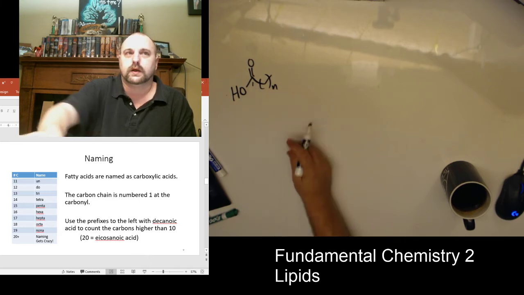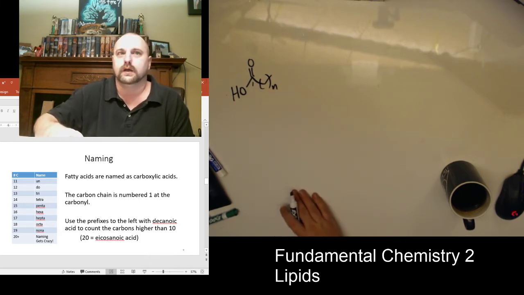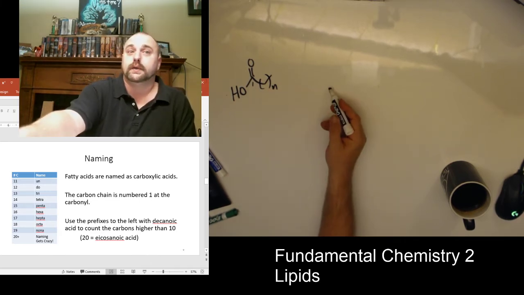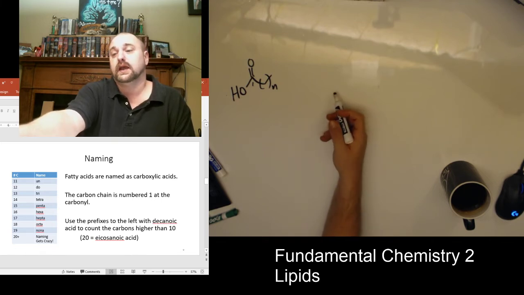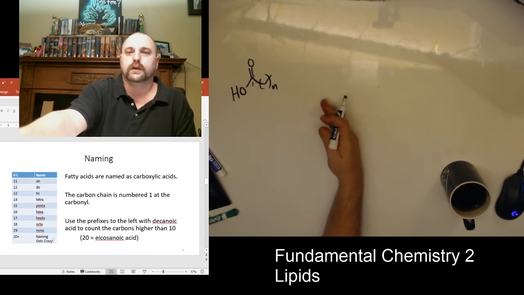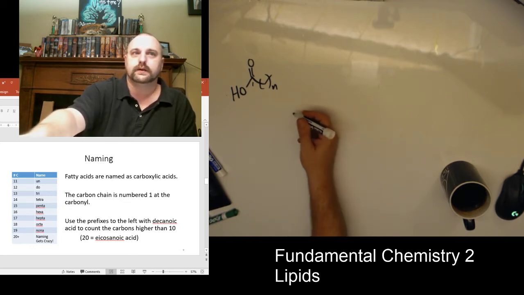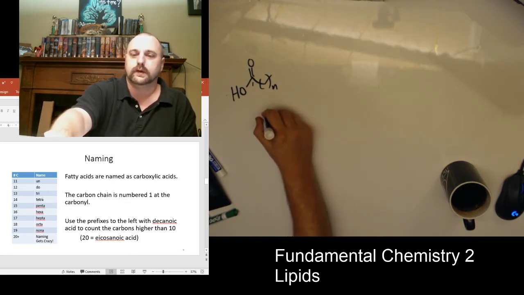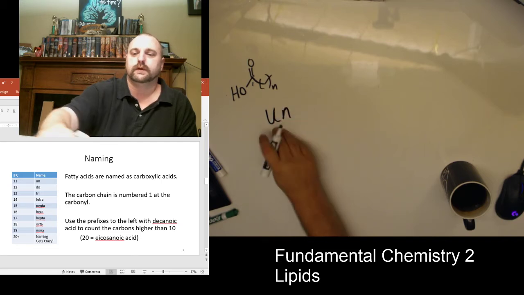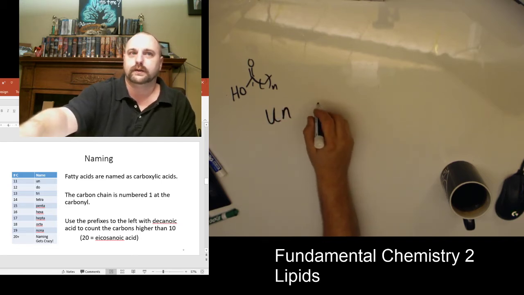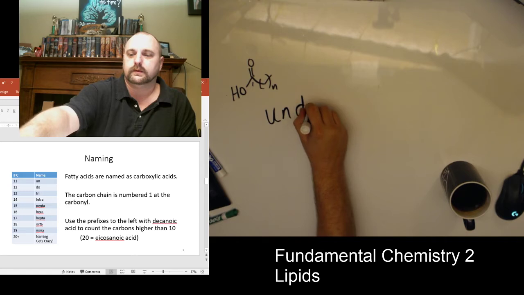We number it 1 at the carboxylic acid. Well, it's not uncommon to have these things get up to 16, 18 carbons before we learned how to go to 10. All right, so now we've got to learn how to deal with more than 10. So we use prefixes in front of decane.